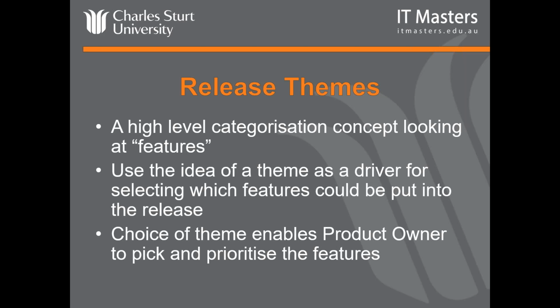So it's about taking a high-level view and looking at the features that the system will implement. It's easier to look at assessing the priorities of a feature than it is to work out the priority within hundreds of lower level user stories, for example. So we could use the feature to drive the idea of a theme for selecting which features we want to put in. So the choice of theme is about enabling the customer, the business, the product owners to pick and prioritize the areas of functionality, the features that they want in the release.